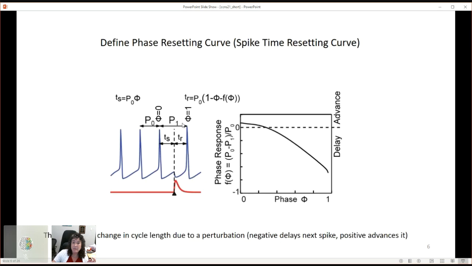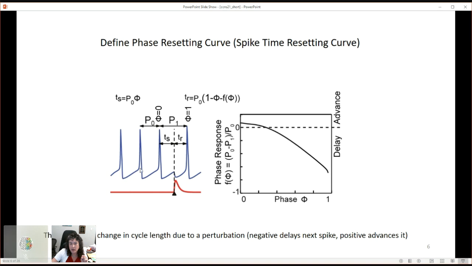And so we're going to tabulate this information on how neurons interact with each other. And I want to point out that you may have heard of infinitesimal phase resetting curves and weak coupling theory. I'm not going to use weak coupling theory. I'm going to use more like pulsatile coupling theory and the spike time resetting curve.